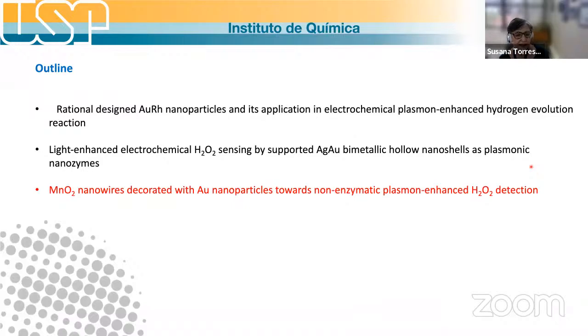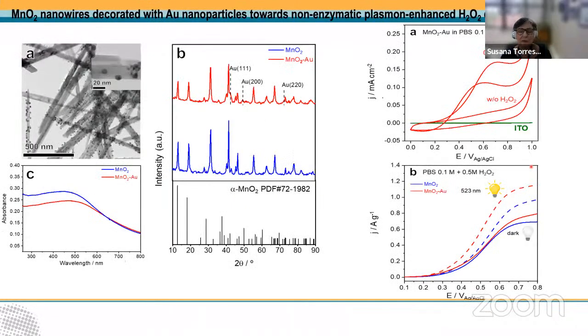And the last example is when we have the combination of the two effects, the photoelectrochemical and the plasmonic electrochemical reaction. For this, we have manganese oxide nanowires that are decorated with gold nanoparticles. Manganese oxide is a semiconductor, and it is different than in the other cases. And now we have the semiconductor combined with the plasmonic nanoparticles.